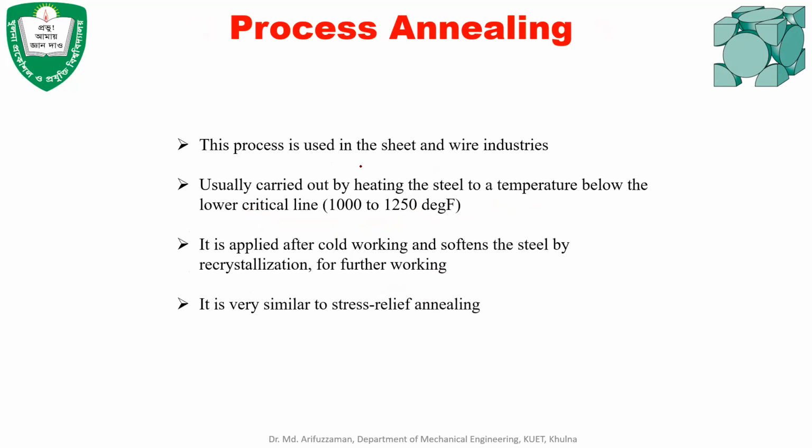Next one is also a similar type of annealing. It is basically used in the sheet or wire industries, usually carried out by heating the steel at a temperature similar to the lower critical temperature line. It is applied after cold working and softens the steel by recrystallization for further working. Just step by step working: you do a certain hot working or cold working process, then do the process annealing, and then do it again. It is very similar to stress relief annealing, but it is done in a process of manufacturing a certain product. That is why it's called process annealing.